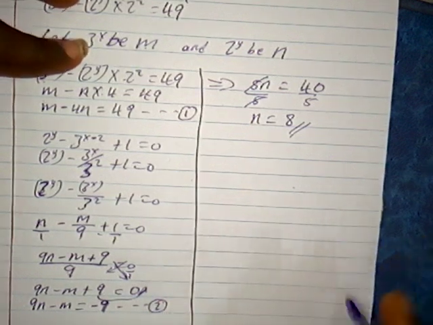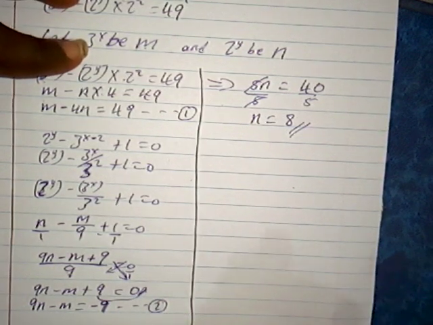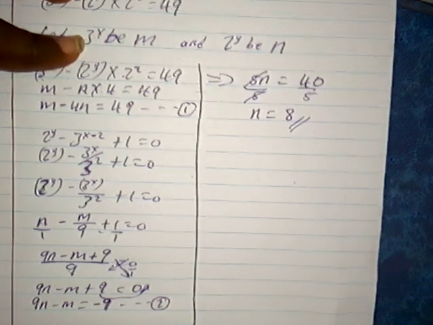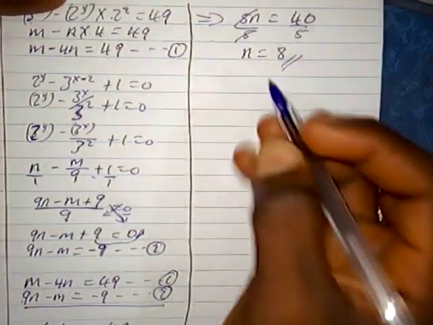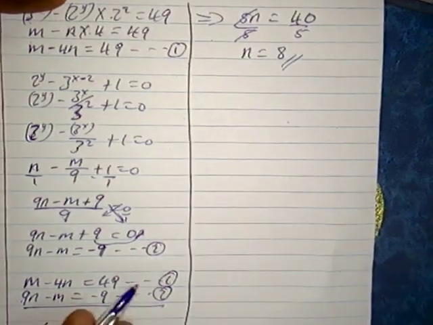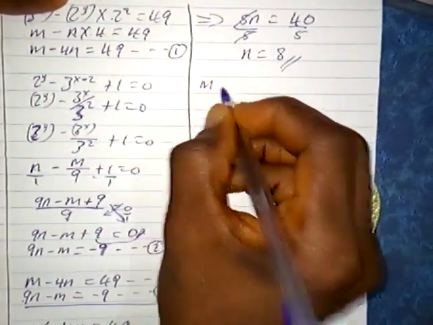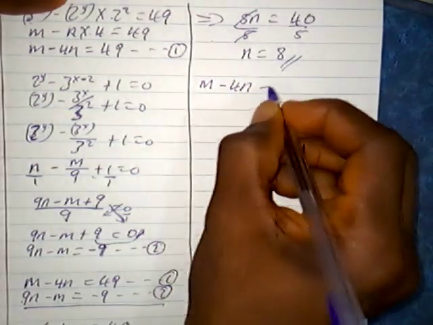We find the value of m now. In finding the value of m, you take any equation between the two equations. We have equation 1, equation 2. Take any one of them. You have the same answer. But for us, let's take equation 1. So say m minus 4n is equal to what?